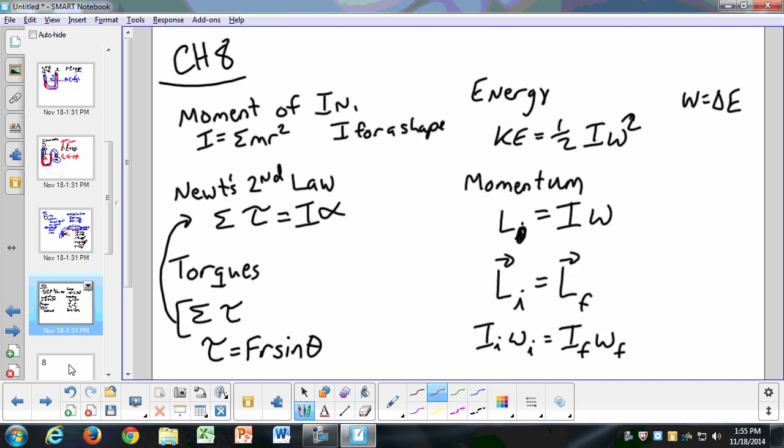So for example, if you have an object whose moment of inertia goes up, then their angular speed goes down. That's like the figure skater that puts her arms out, increasing her moment of inertia and decreasing her angular speed, her angular velocity. So those are the 5 big topics in Chapter 8. Well, those are really just 5 big topics. So you'll probably see a couple questions each on those.